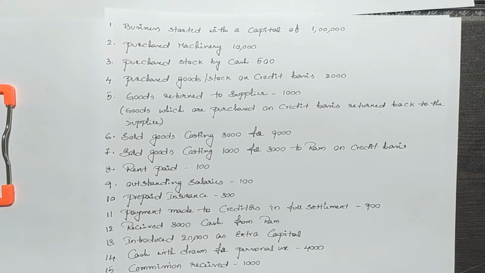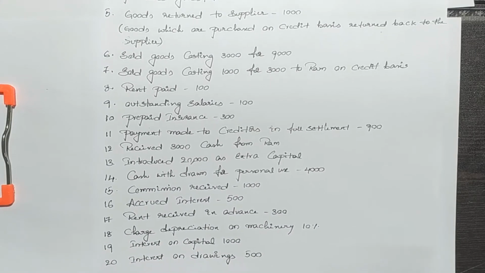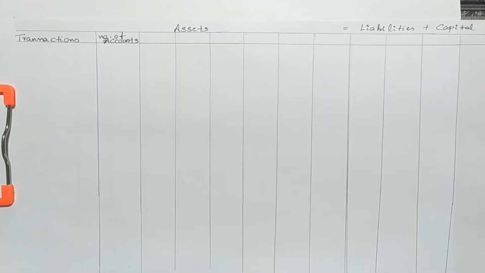This is a problem. Here I have taken 20 transactions which cover almost all scenarios. This is a format for an accounting equation problem. Here I have included one extra column next to the transactions, that is the number of accounts. This is just for explanation purposes. The other columns are according to the problem.